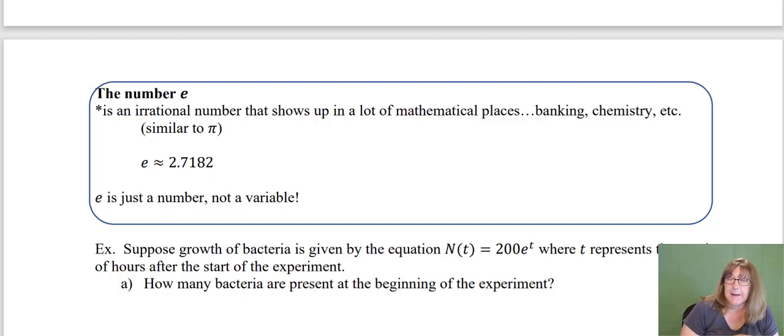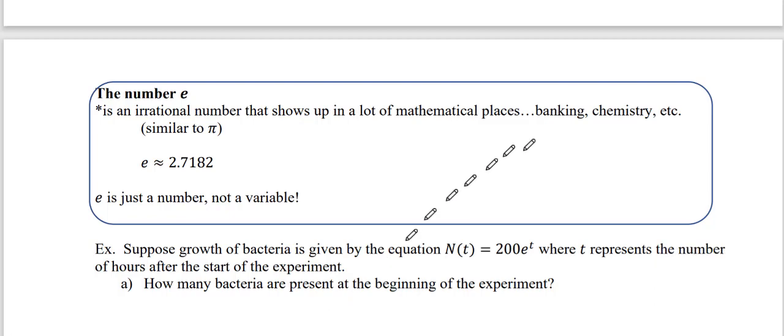Let's take a look at the number e. When I say that, I always feel like I'm in an episode of Sesame Street where today the letter of the day is e. But wait, it's not the letter, it's the number e. I know that seems strange, but the number e is an irrational number. It shows up in a lot of mathematical places. So remember, irrational means that the decimal goes on forever and ever with no repeating pattern, similar to pi.